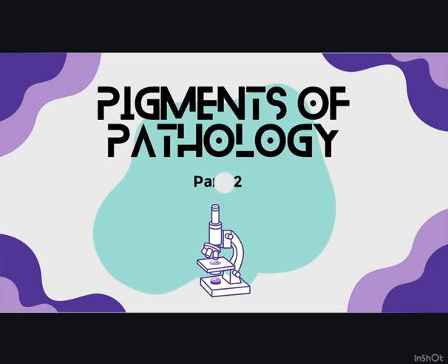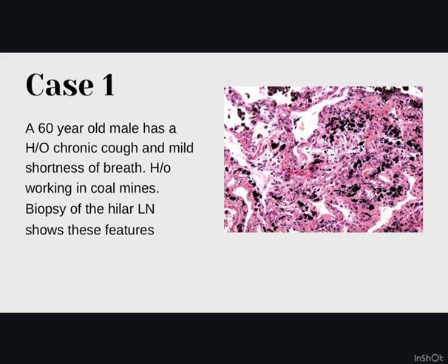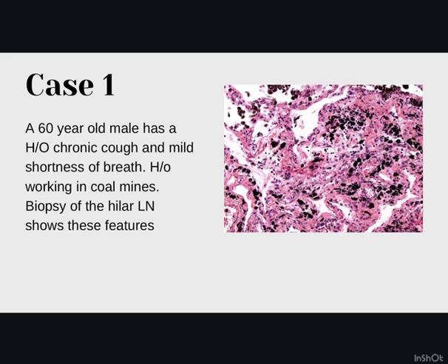So let's go. We'll now start with the exogenous pigments and minerals. And as always, we'll go in a case-based discussion in order to have a better understanding of these pigments and minerals. So the first case: a 60-year-old male has a history of chronic cough and mild shortness of breath. He has a history of working in coal mines. Biopsy of the hilar lymph node shows these features.